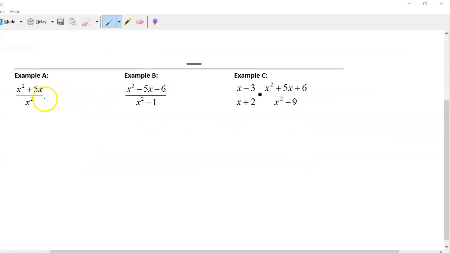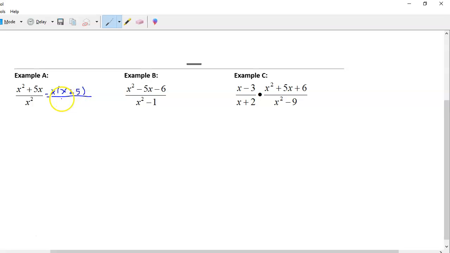Okay, let's look at example A. They asked us to simplify this rational expression. We will do so by factoring. The first thing I'm going to do is look in the numerator. I will factor out the numerator using my GCF method. I know that I can take out an x from that x squared plus 5, and I would be left with an x plus 5.